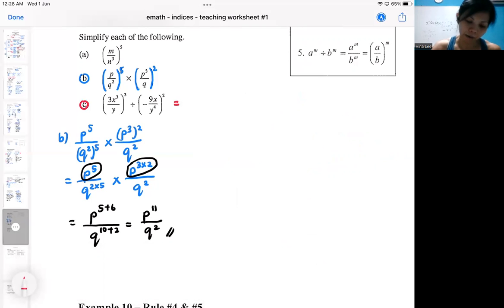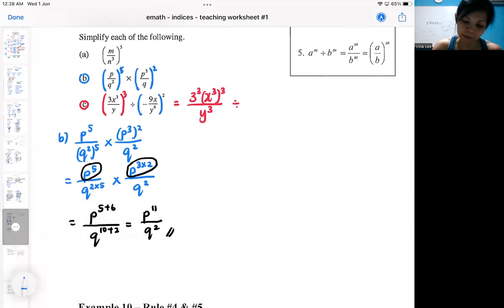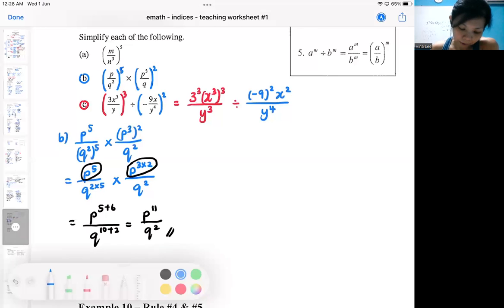If you look at part C, I've got a fraction that's multiplied 3 times. Meaning the number is multiplied 3 times. The algebra is multiplied 3 times. The y is also multiplied 3 times. Then I've got another fraction which is multiplied twice. So when you multiply a fraction twice, that means the number is multiplied twice. The algebra is also multiplied twice. So I'm just simplifying.